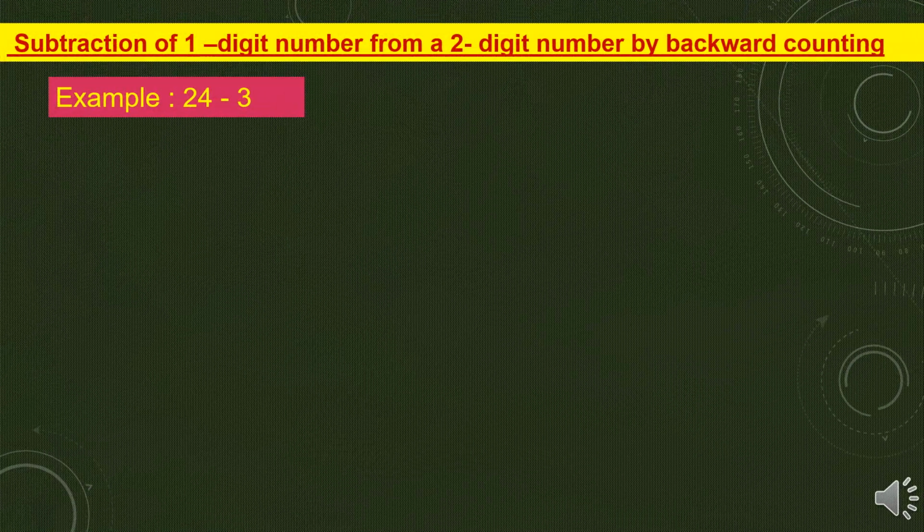Let's learn subtraction of one digit number from a two-digit number by backward counting with the help of this example. You can see there is an example written over here on the screen, 24 minus 3. We have to subtract 3 from the number 24.